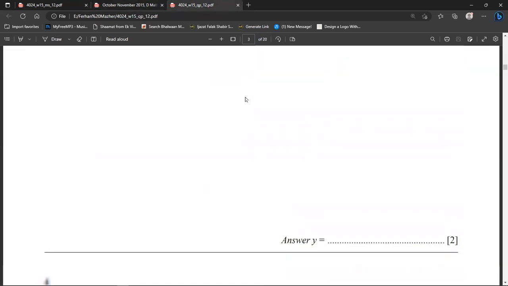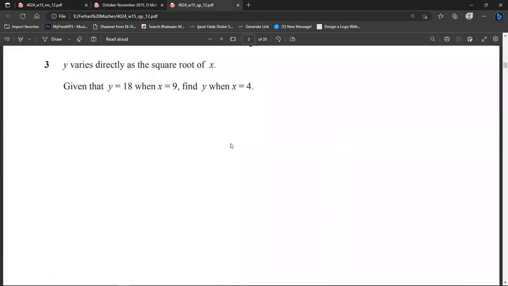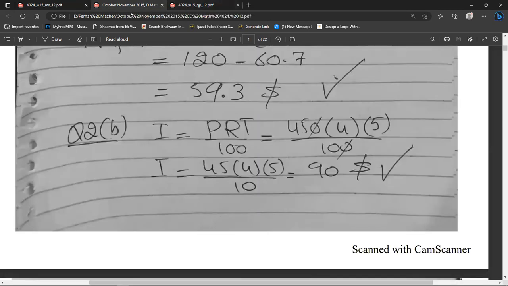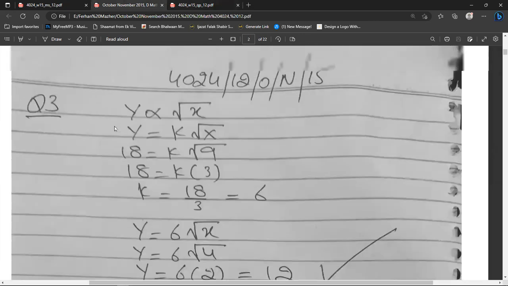Question number 3, that's a 2 marks question. Y varies directly as the square root of x. Given that y is equal to 18 when x is equal to 9, find y when x is equal to 4. Okay, so because y varies directly as the square root of x, here we go.